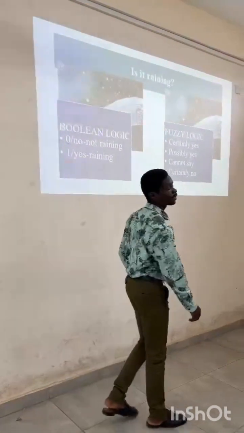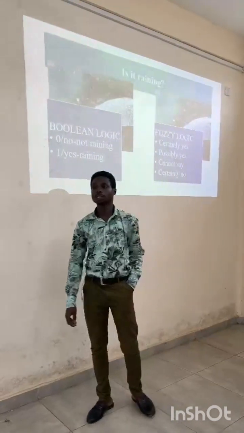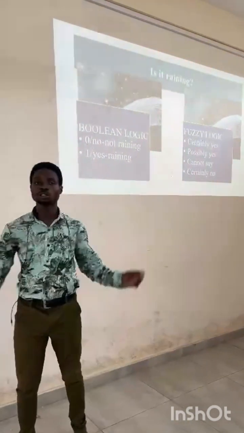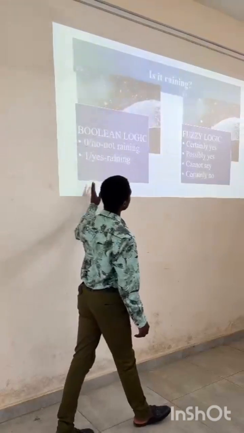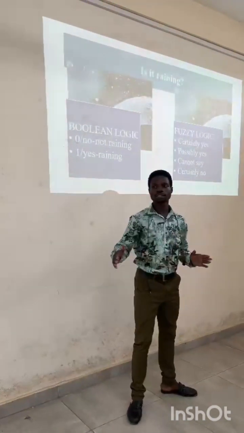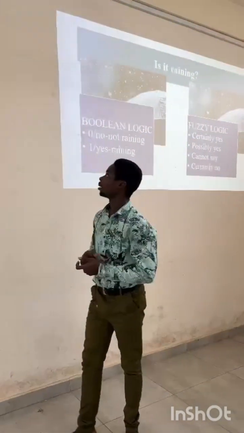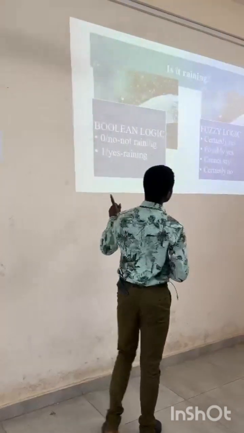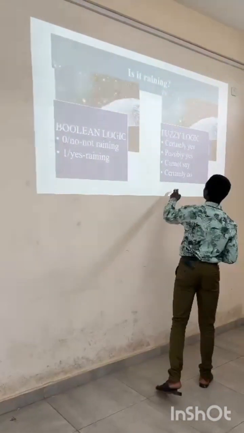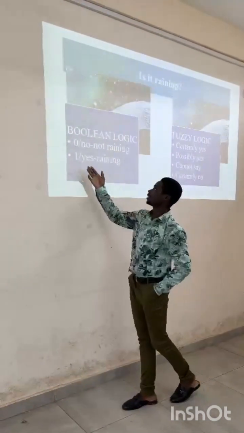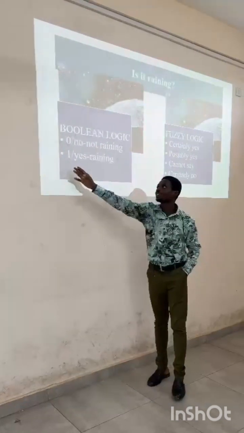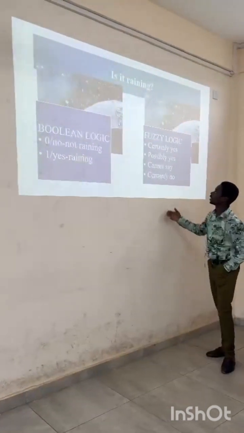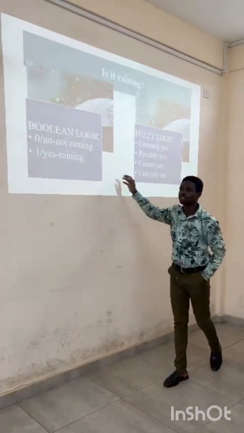Different from digital logic, which deals with only true or false, fuzzy logic gives you some level of certainty, some range. The difference between the two is that digital logic is just 0 or 1, yes or no, while here we can have some possibility in between.